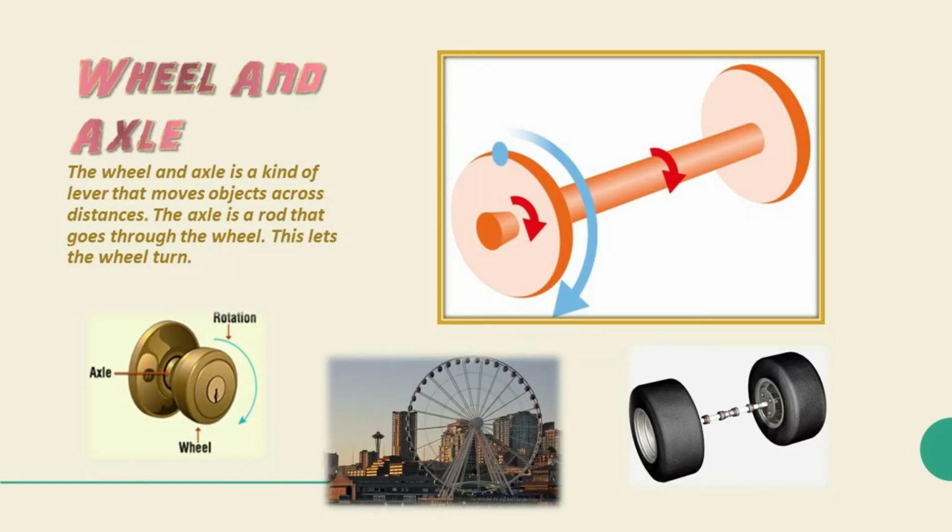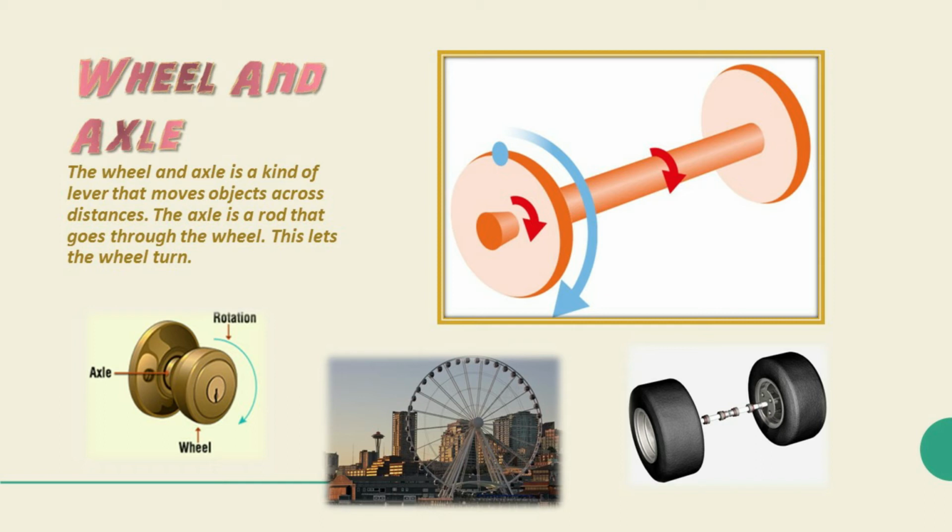Next is wheel and axle. This is a simple machine that moves objects across distances. The axle is a rod that goes through a wheel and helps the wheel to rotate. Generally, a doorknob and a Ferris wheel are common examples. In wheel and axle, when we apply a small force to the wheel, it travels a longer distance and creates a stronger force on the axle.